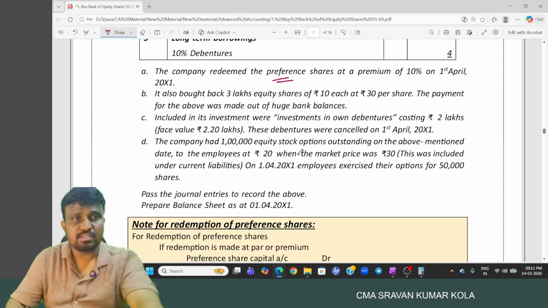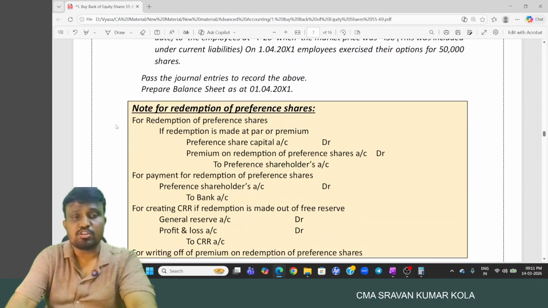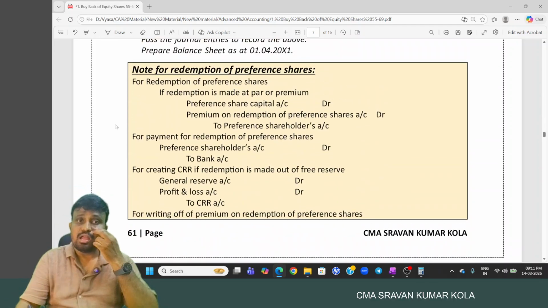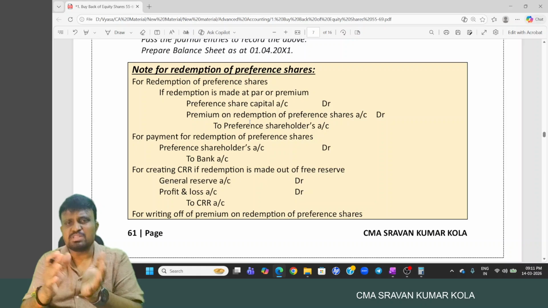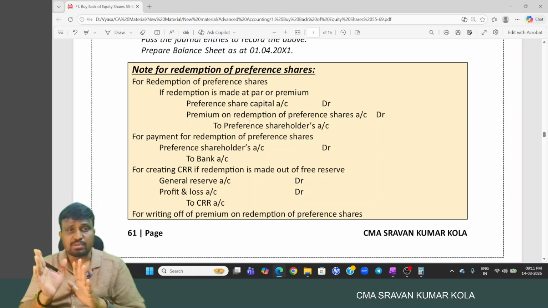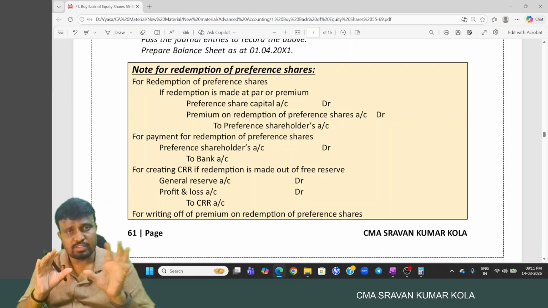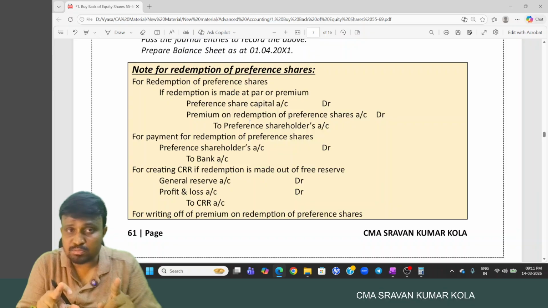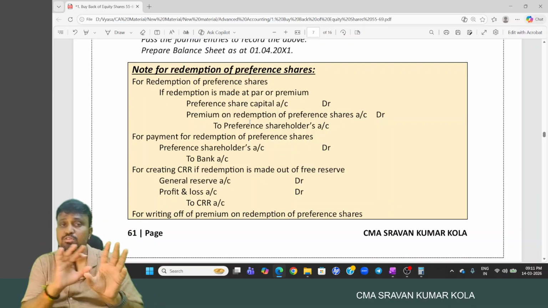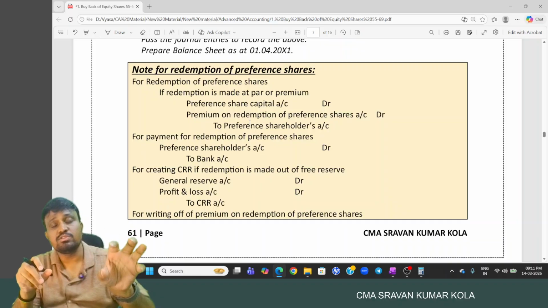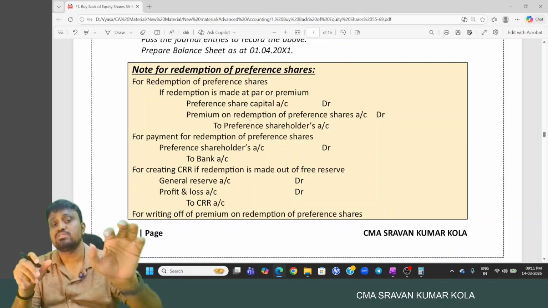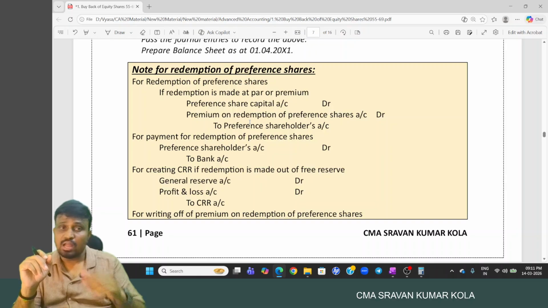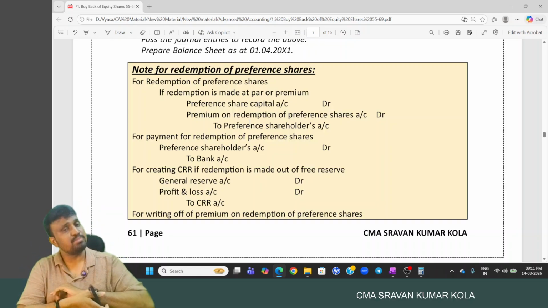So, here we have the theory. In case of preference shares redemption, just similar to the buyback, preference shares are redeemed out of the free reserves and proceeds from a fresh issue of shares. But for the purpose of redemption of preference shares, free reserves do not include security premium. Only general reserve, revenue reserve, and profit and loss account are covered. And only fully paid up preference shares can be redeemed.